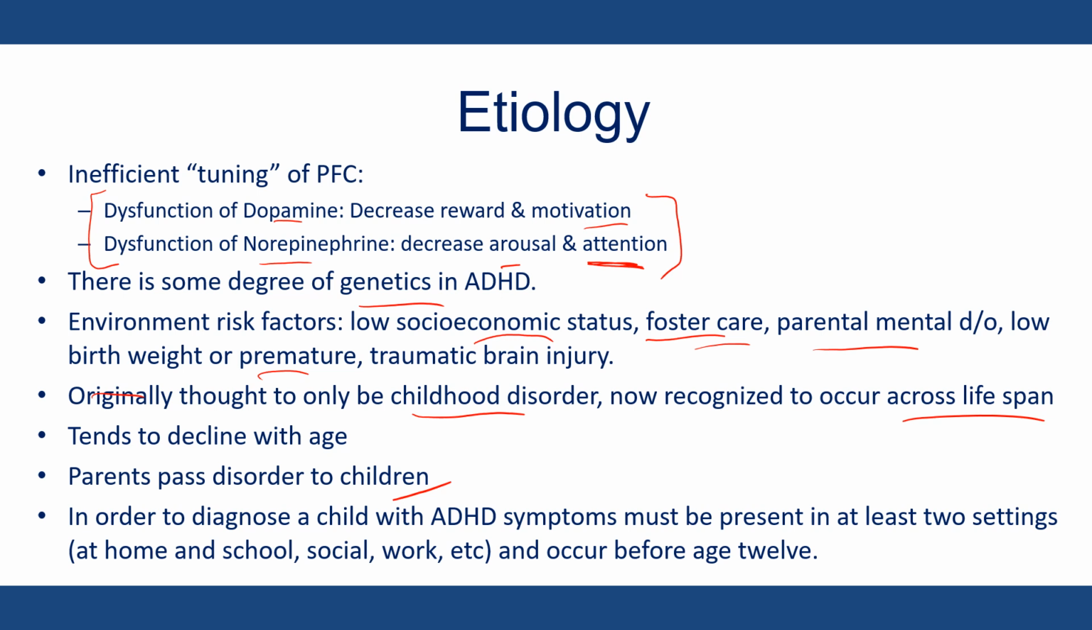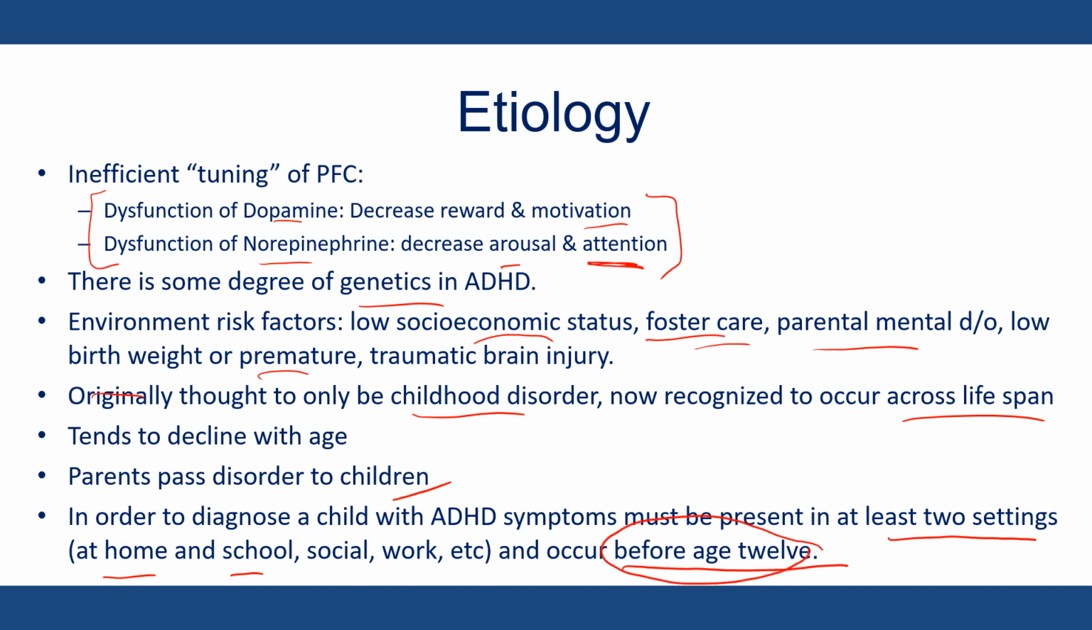In order to diagnose a child with ADHD, symptoms must be present in at least 2 settings. And that's good, right? That way we are not jumping the gun if it's just one setting. So either at home, school, or work, or some kind of social environment, and must occur before age 12. So remember that part: at least 2 settings and before age 12. Now, they don't have to be diagnosed before age 12. The symptoms have to be present before that, right?